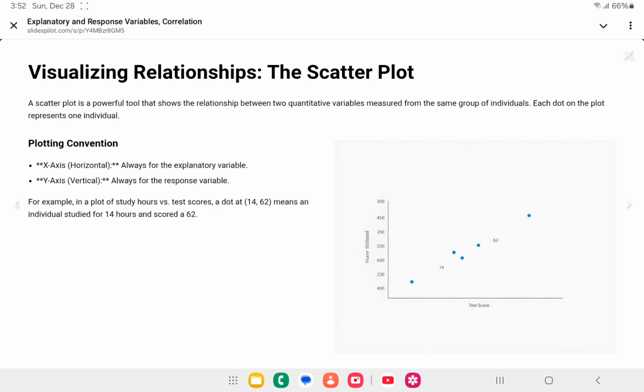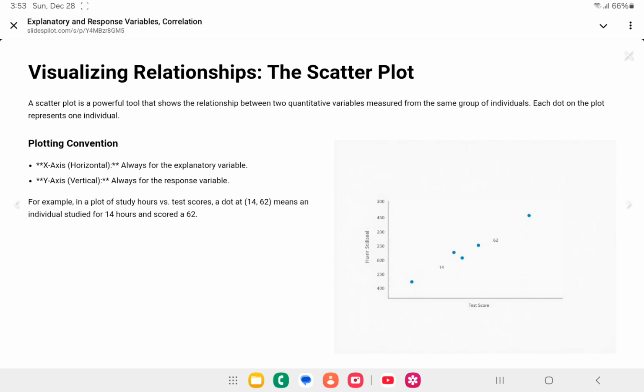You might have noticed that the explanatory variable is always plotted on the x-axis, and the response variable is always plotted on the y-axis. For this reason, the explanatory variable is denoted as x, and the response variable is denoted as y. You can also think of the explanatory variable as being the independent variable, and the response variable being the dependent variable.